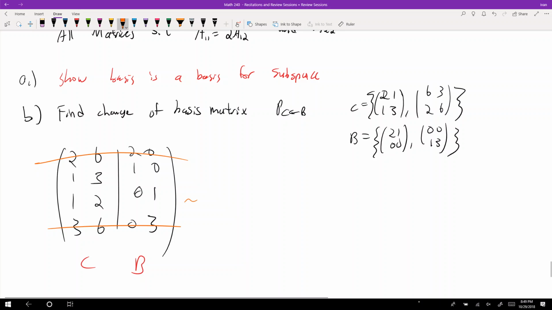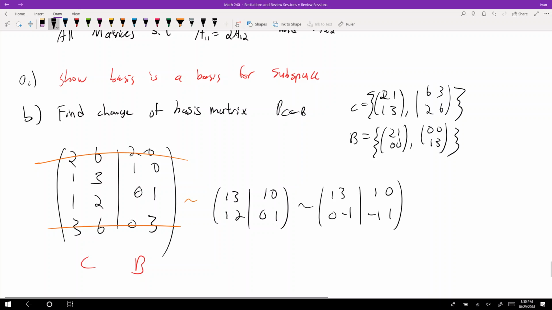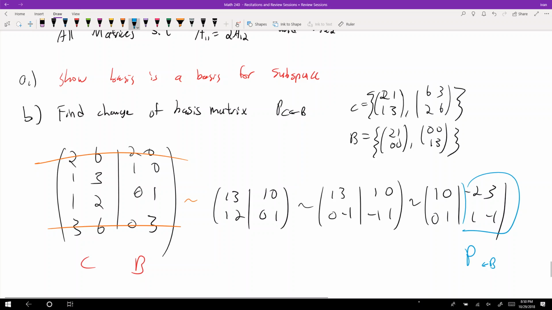All right, so now we got 1, 3, 1, 0, 1, 2, 0, 1. And we just go on from here. 1, 3, 0, negative 1, 1, 0, negative 1, 1. 1, 0, so I'm adding 3 times the bottom, negative 2, 3, 0, and then I'll just flip the signs. All right, any questions? This is like the problem we did yesterday.